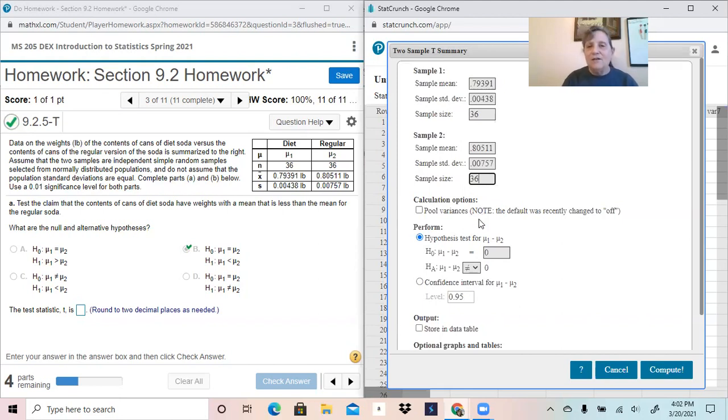Now, as long as we are not assuming that they have the same standard deviation, we will not pool the variances. So I don't think you're ever going to need to click on this, but if it said assume they have the same standard deviation, but you're not actually given a standard deviation, then you pool the variances from the two samples to combine them.